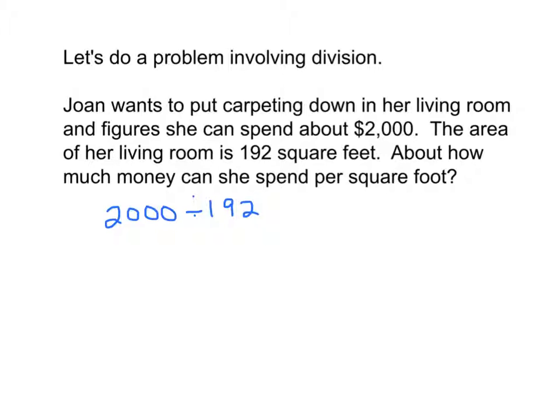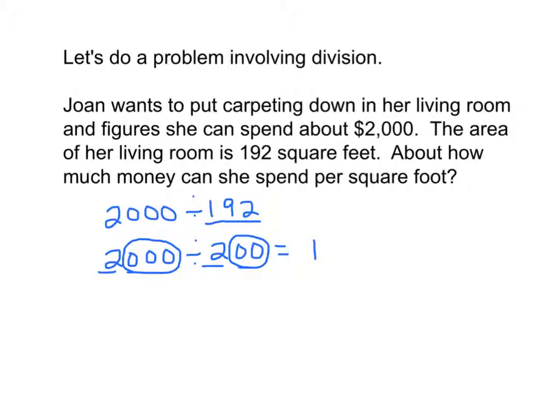But because I want to have an estimated answer, instead of 2,000 divided by 192, I'm going to round off that 192 to 200. Now, when I go through, the 2 divided by 2 gives me 1, and since I have 3 zeros in the first number and 2 zeros in the second number, I'm going to subtract 3 minus 2, and I get 10. So she can spend about $10 per square foot when she goes through to recarpet her living room.